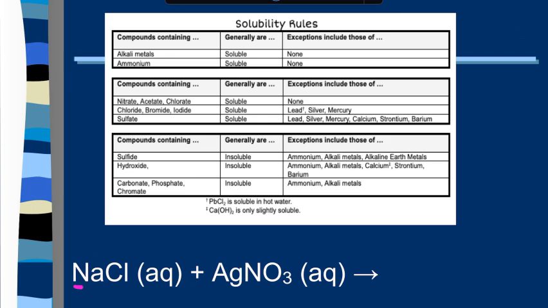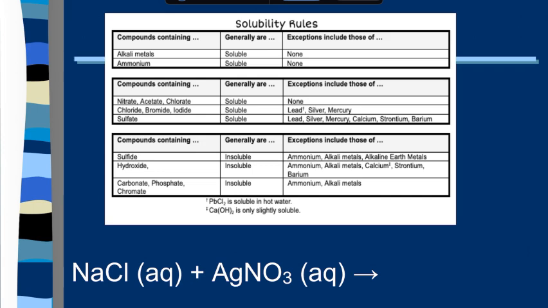So let's try one of these. Our two reactants are sodium chloride, which is aqueous, and silver nitrate, which is aqueous. Now our reactants should always be aqueous, but look at the rules to see why. Here we have sodium chloride. Sodium is an alkali metal, always soluble, no exceptions. In order to show that it's soluble in our state of matter, we write AQ. AQ means dissolved in water or soluble.